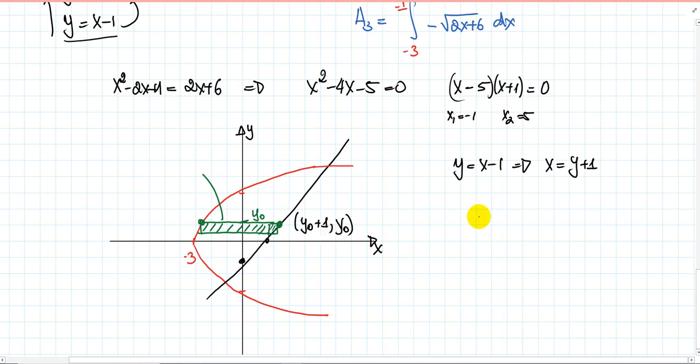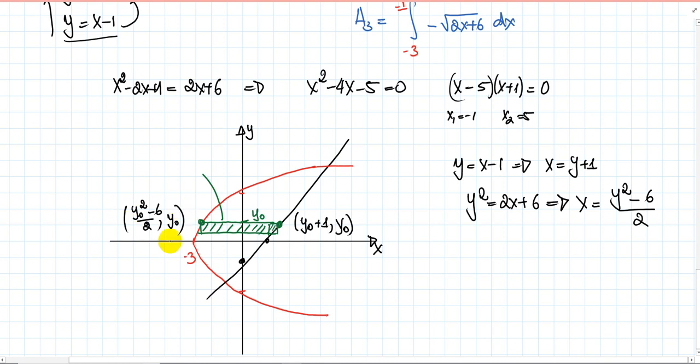So the function was y squared is equal to 2x plus 6, right? We have to first of all find the x from here. So if you find the x, what do you get? y squared minus 6 divided by 2, right? The coordinates of this point here is equal to y0 squared minus 6 divided by 2. This is the x coordinate, and the y coordinate will be simply y0.